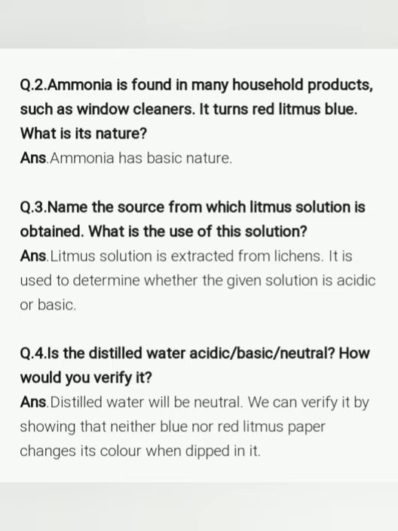The answer is distilled water will be neutral, because all of you know that we have studied in the chapter that water is neutral. It is not an acid and not a base also. We can verify it by showing that neither blue nor red litmus paper changes its color when dipped in it.